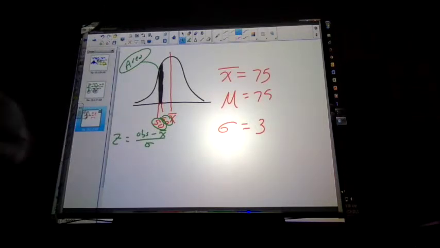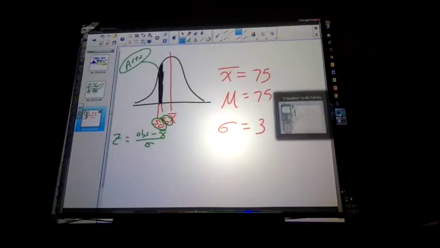Sounds fine. But I'm not going there. So what we're going to do, I'm going to show you where to find this on the calculator, because this is more work than it needs to be. So I'm going to use my calculator.